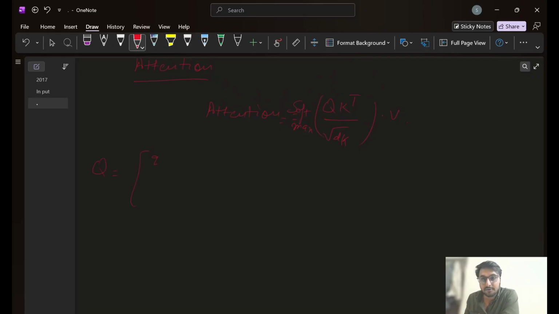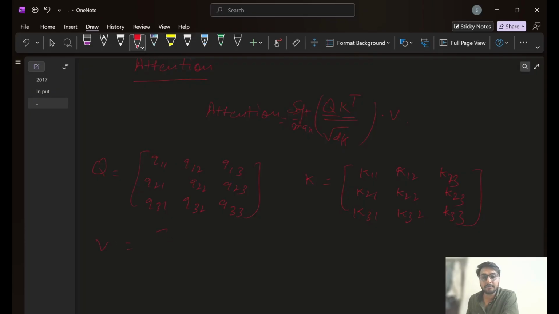What will this Q part be? q11, q12, q13, q21, q22, q23, q31, q32, q33. We stack up all the query vectors. Similarly, we stack up all the key vectors: k11, k12, k13, k21, k22, k23, k31, k32, k33. So Q and K we understood.